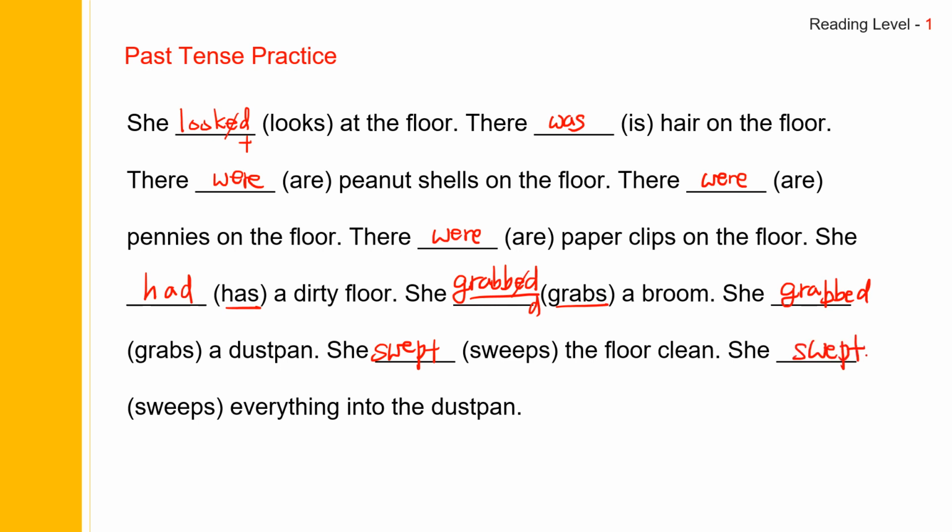Okay, let's read the story one more time. She looked at the floor. There was hair on the floor. There were peanut shells on the floor. There were pennies on the floor. There were paper clips on the floor. She had a dirty floor. She grabbed a broom. She grabbed a dustpan. She swept the floor clean. She swept everything into the dustpan.